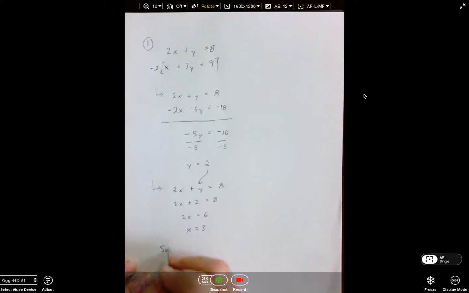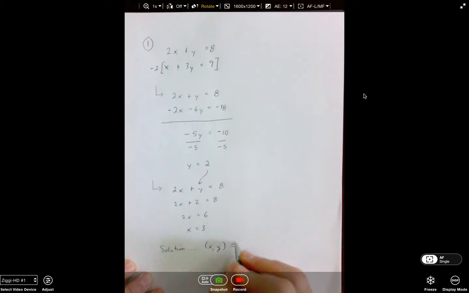So our solution, therefore, will always be an ordered pair in the form x comma y. So our solution in this problem would be 3 comma 2.